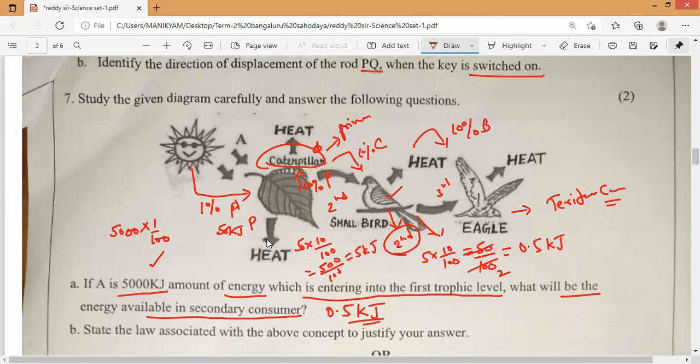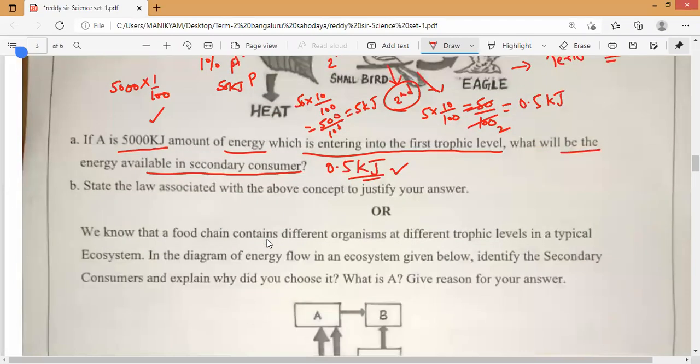0.5 kilojoules will come. If they ask you about tertiary consumers, then it is 10% of 0.5. So how much will it come? 5 by 100, which equals how much, guys? 0.05 kilojoules. That is what you have to find. So the secondary consumer is 0.5 kilojoules. That is the answer. They are asking for the secondary, so you have to write it.